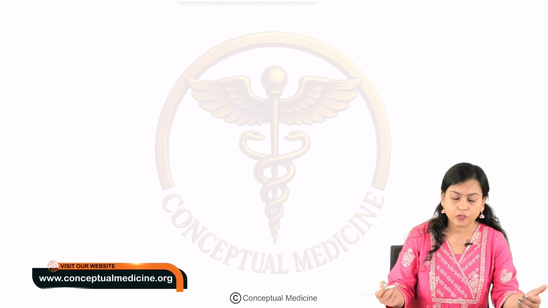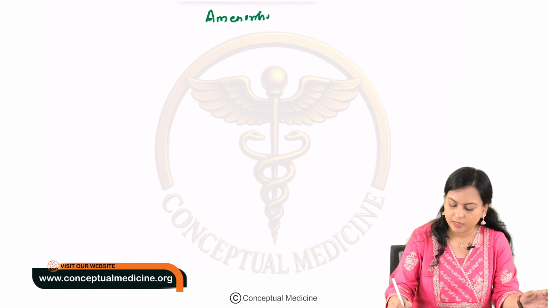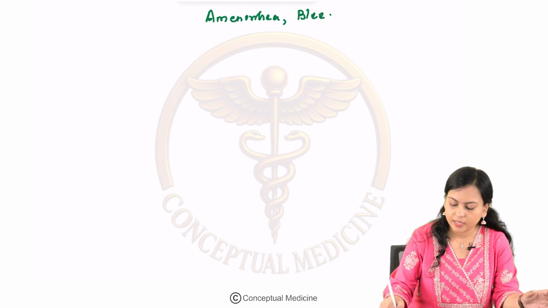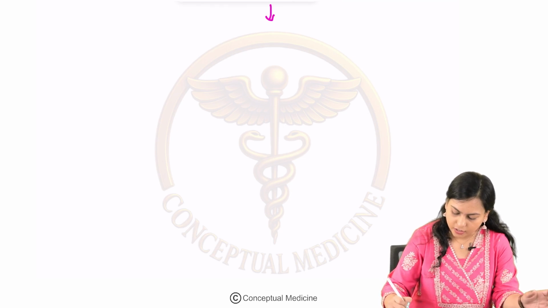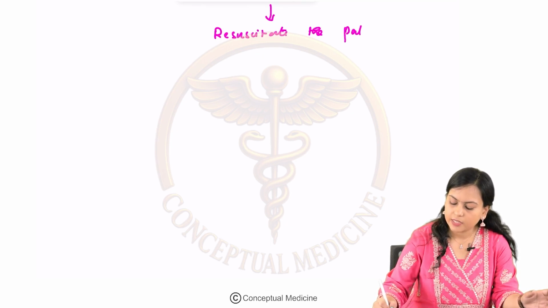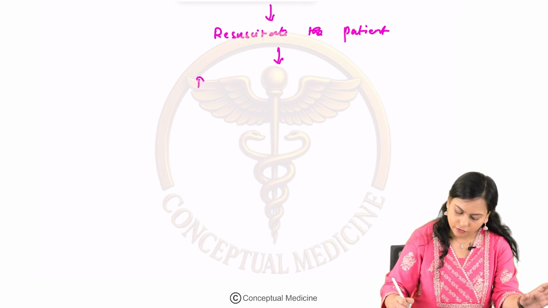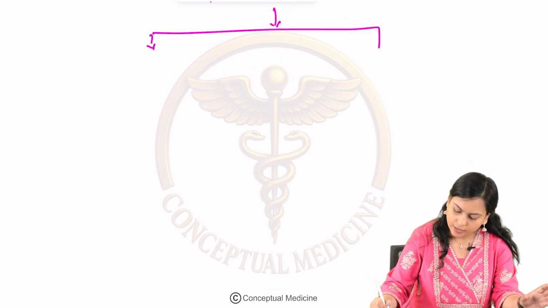Clear? Now, I want you to make clear that whenever a patient presents with an ectopic pregnancy, that is, when she has amenorrhea, bleeding, or severe abdominal pain, first we have to resuscitate the patient. That is the first priority, right? Then we go for a per-abdomen examination, and in the per-abdomen examination, see if you are getting any localizing signs or not.